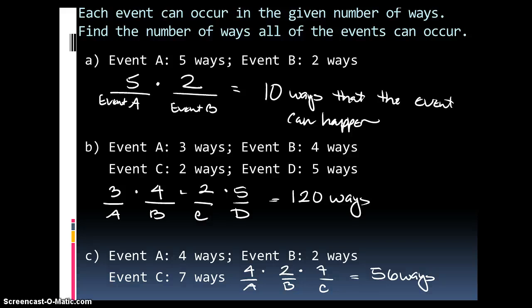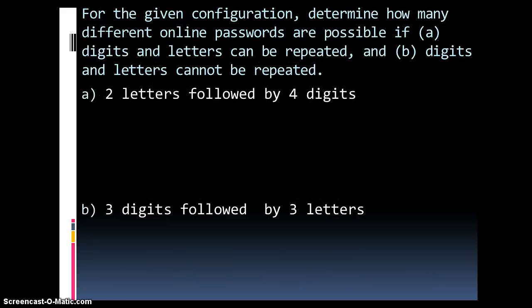Okay, let's step it up just one more notch here. For the given configuration, determine how many different online passwords, something we use all the time now, are possible if, for part A, digits and letters can be repeated, and part B, digits and letters cannot be repeated. So let's look at the first scenario. We're going to have 2 letters, so I'm going to give myself 2 slots, a letter followed by a letter, then 4 digits, so a digit, and a digit.